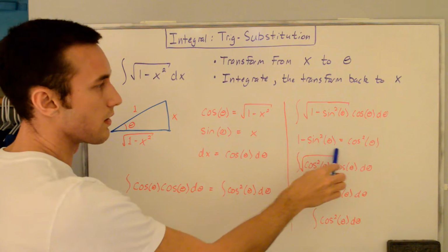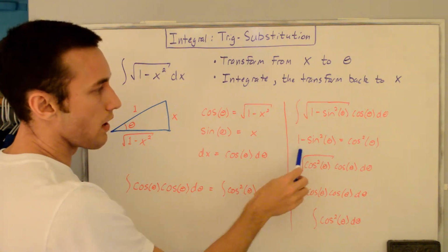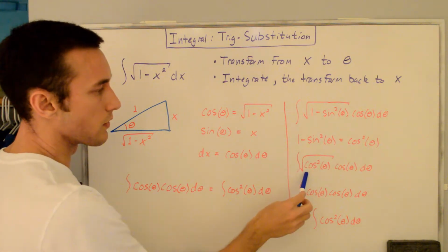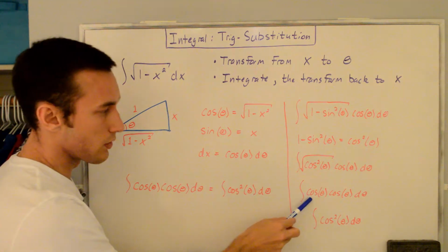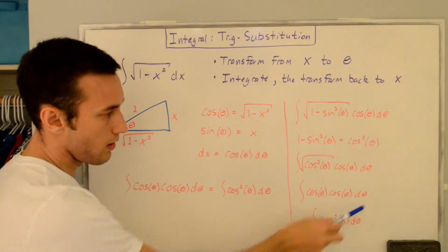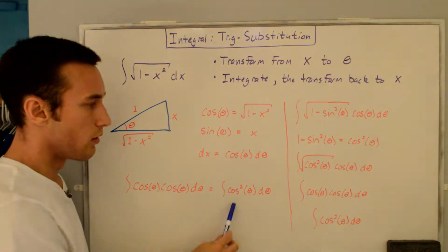We can rearrange that to this and plug in cosine squared theta for this term under the radical, which gives us a radical of cosine squared theta times whatever we have here, and the square root of that will just give us cosine theta times d theta, and then we'll end up at the same result that we did before.